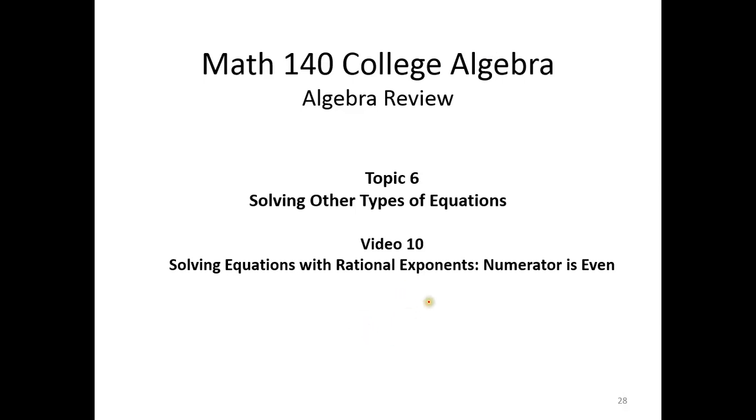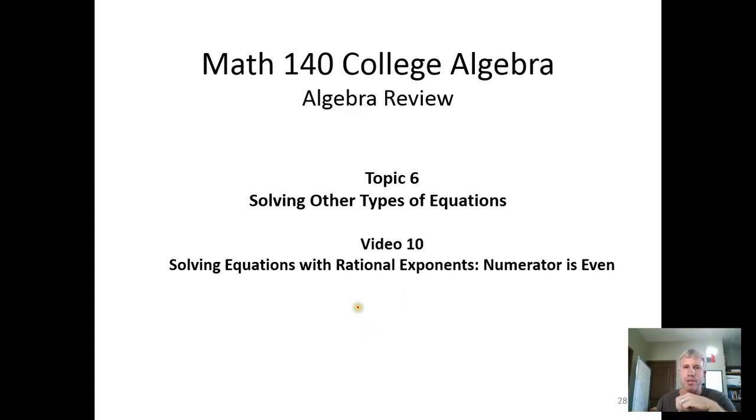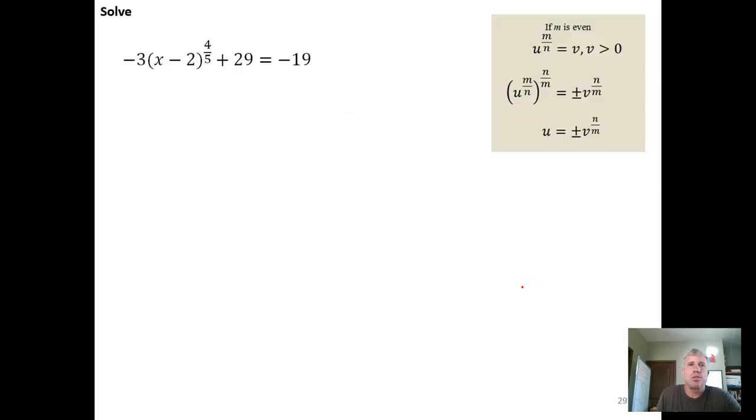So in this video, we're going to solve an equation that has a rational exponent in the case where the numerator of the rational exponent is even. Just like in the previous example, we have an equation with a rational exponent. The first thing we're going to do is isolate the algebraic expression that's being raised to that exponent. So if I rewrite the equation, I get negative 3 times x minus 2, my algebraic expression, raised to the 4/5 power, plus 29 equals negative 19.